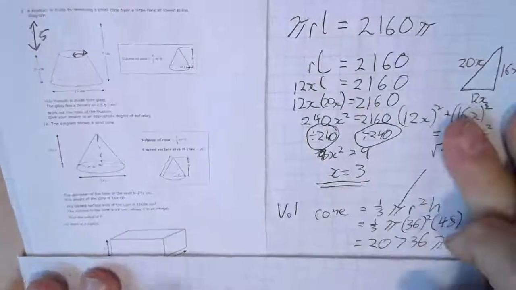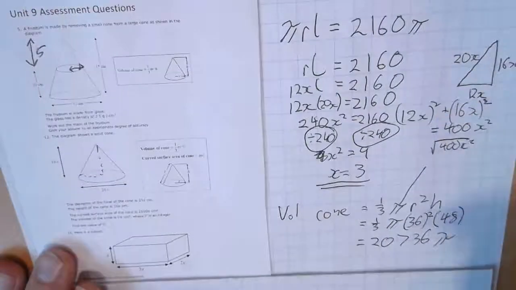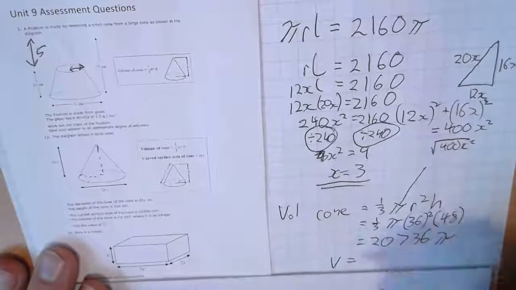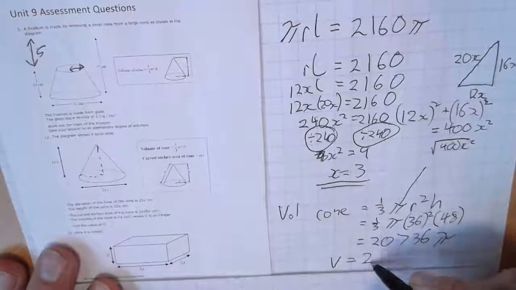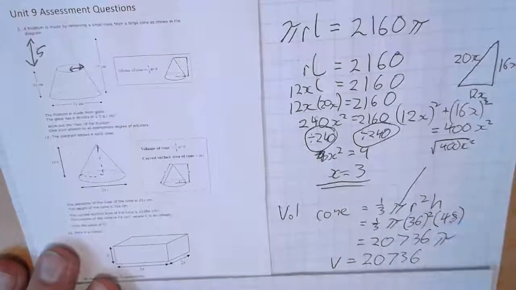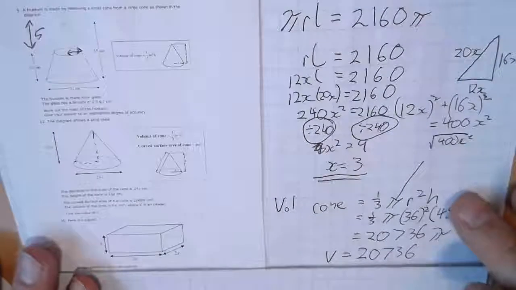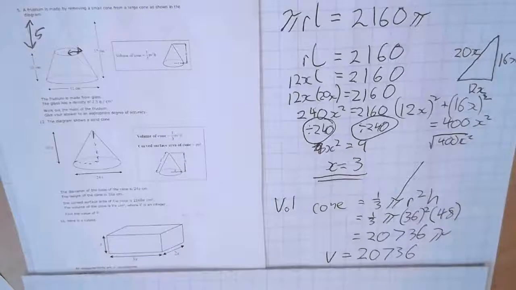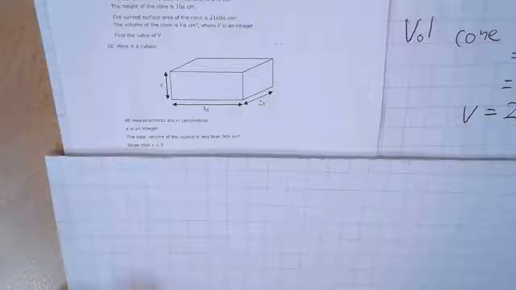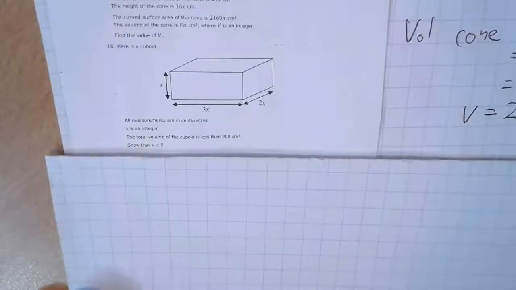And so V is 20736 pi. And that's it. Quite a lot of steps there, so that's not at all straightforward, and I understand why that would take you a long time to do. Let's mark the last paper, please. The last question, please, guys.